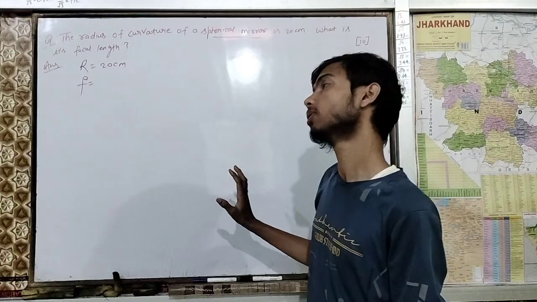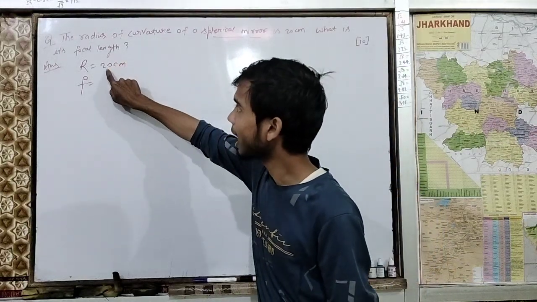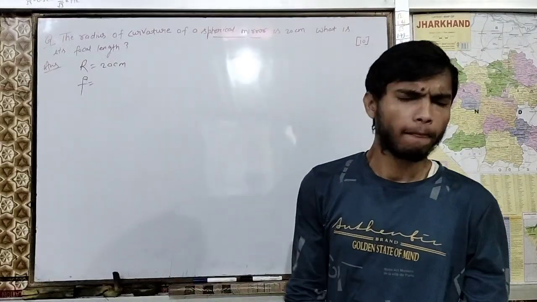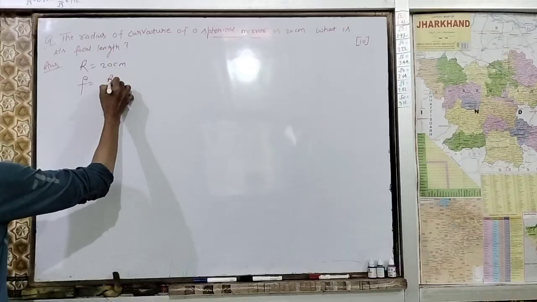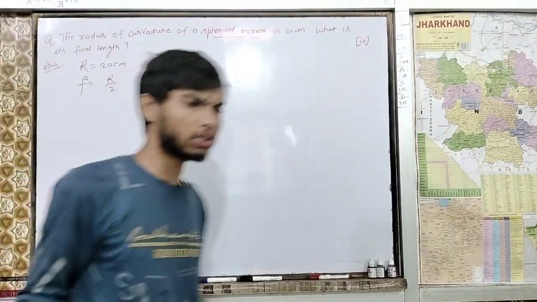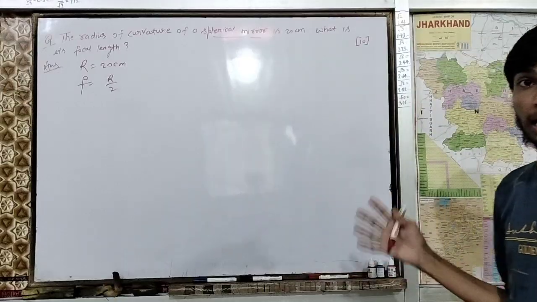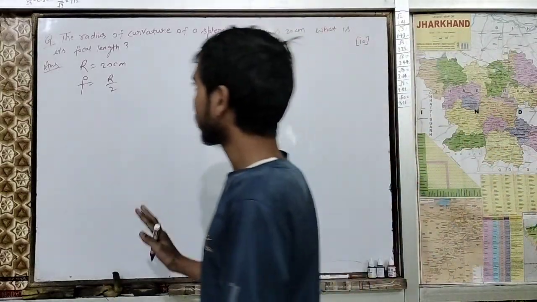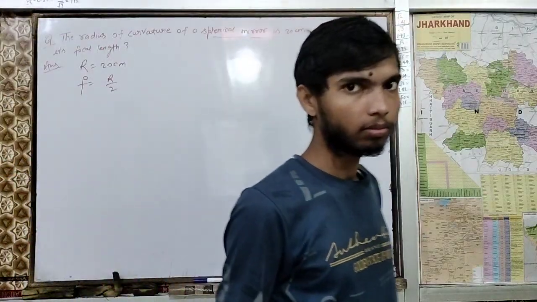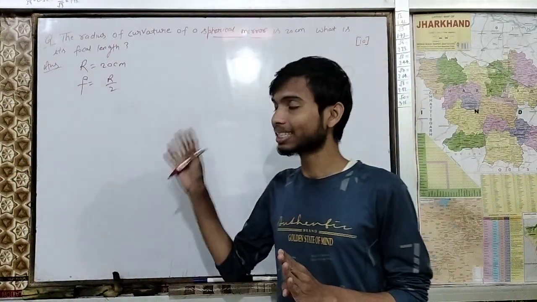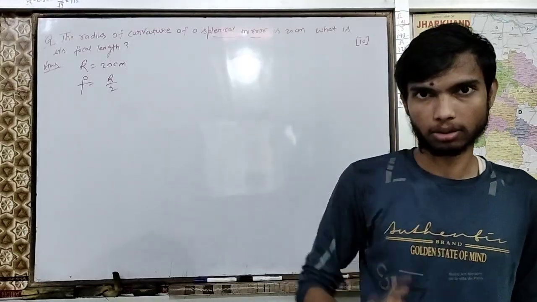So radius is the complete one. Suppose half of this would be what? Just the focal length. So can we say F is equal to R upon 2? This will be the formula for calculating focal length, where R is given. Now this formula is saying that F is half of the radius. What is it telling you? It is telling that F is half of radius.